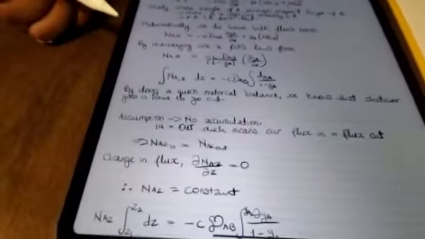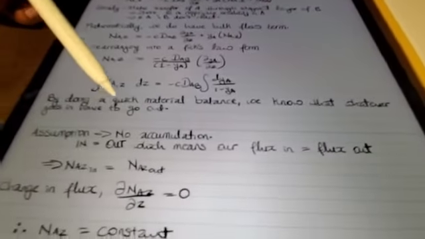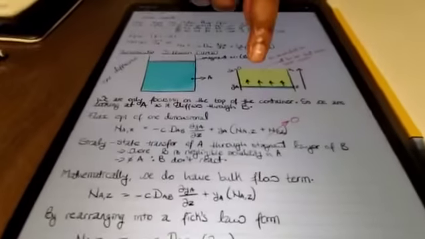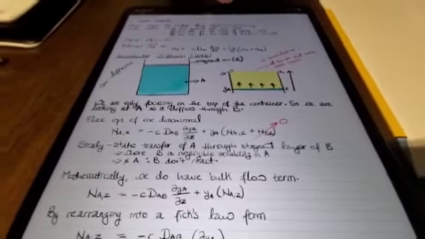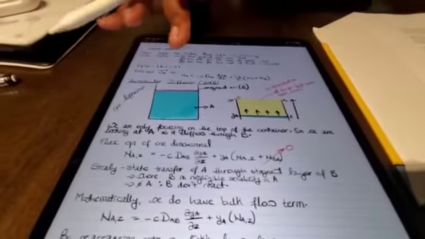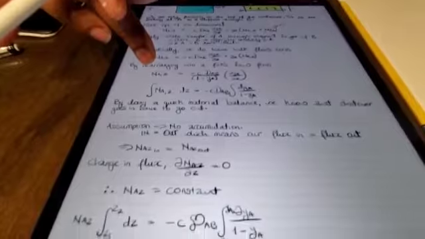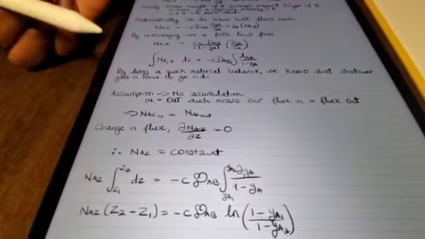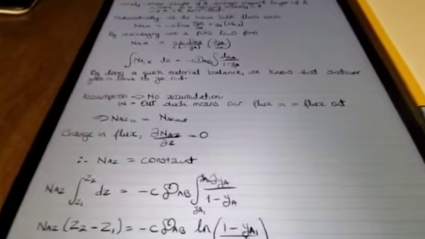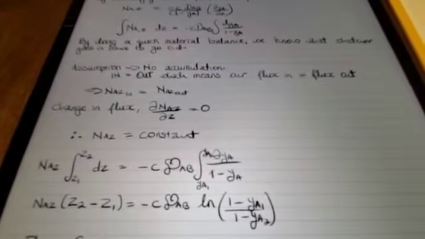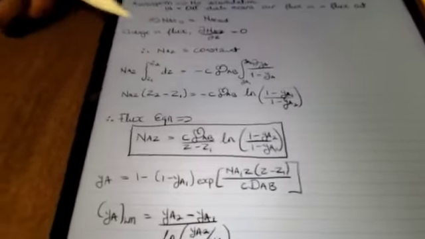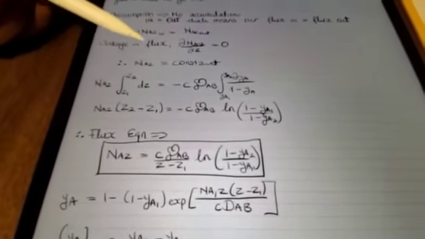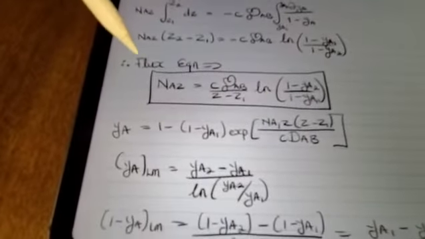By doing a quick material balance, we know that whatever goes into the equation must go out, according to what I said earlier in the diagram. Whatever is in solution A has to go out. So the assumption is no accumulation. No accumulation is just whatever is going in from A has to go out from B. With that in mind, I did the main balance equation. I balanced everything, and I came out to the final equation, which is the flux equation.